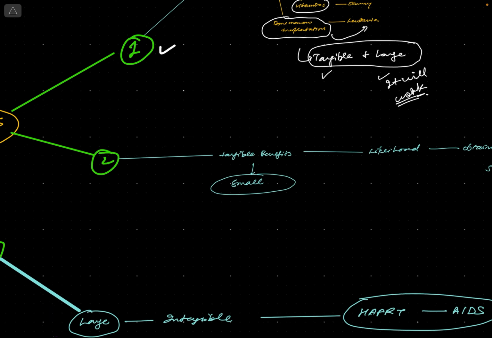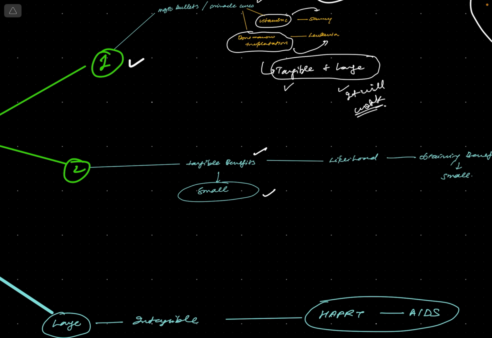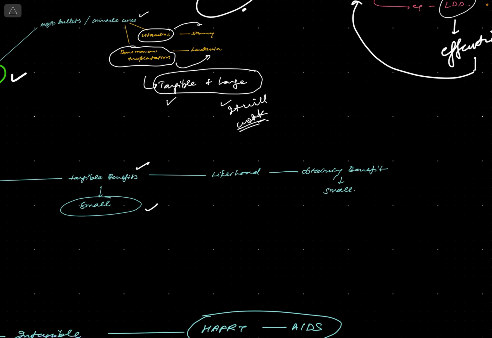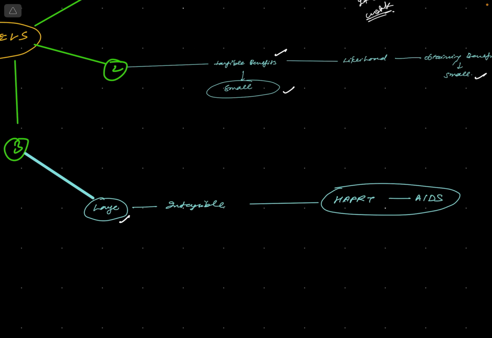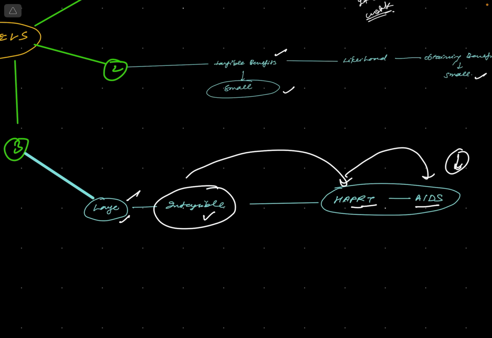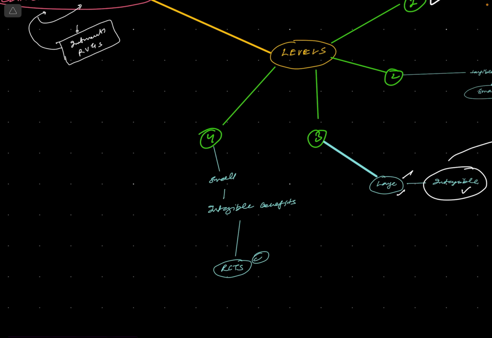Okay, so these come under clinical significance level number 1. Then coming to level 2, so these are tangible benefits, but they are very small. Okay, so the likelihood of obtaining benefit is also very small. You need to conduct RCTs in order to realize them. Then we have large but intangible. For example, highly active antiretroviral therapy for AIDS. It is large, it worked, it eliminated AIDS or reduced the morbidity, but it is intangible, as in the patient cannot see the antiretroviral drug killing the virus, right? So this comes under level 3.